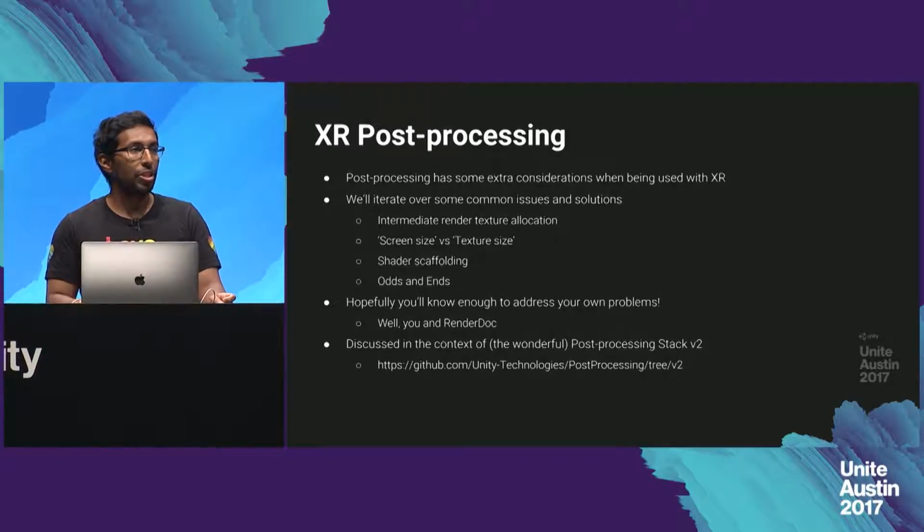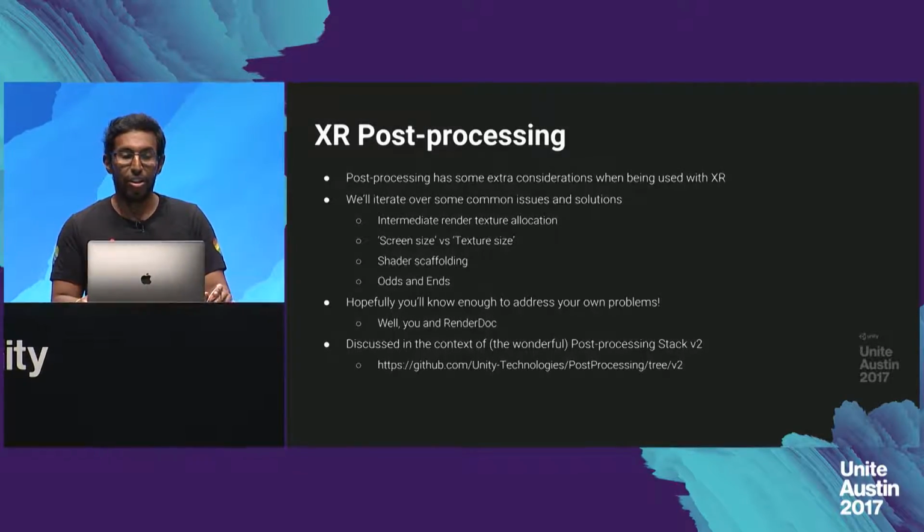So just like other parts of the graphics pipeline, extra considerations need to be made to handle post-processing correctly in XR, because XR is a special snowflake. So I'm going to try and iterate over some of those issues and how to address them. We'll chat about intermediate render texture allocation, screen versus texture size, shader scaffolding, and some other random bits. The hope is that we'll familiarize you with the problem set enough so that if you run into similar situations, you'll be able to fix them on your own.